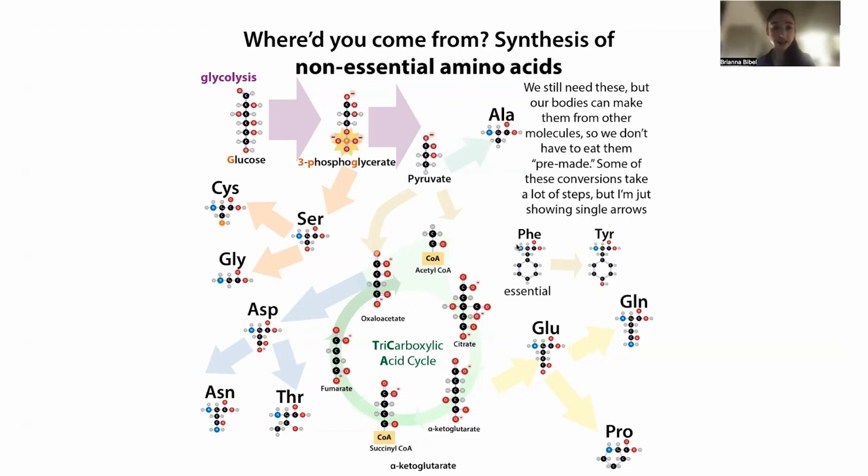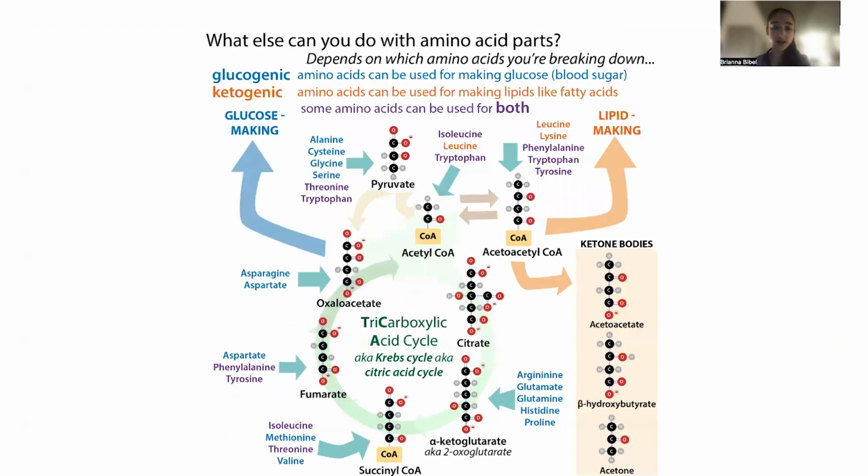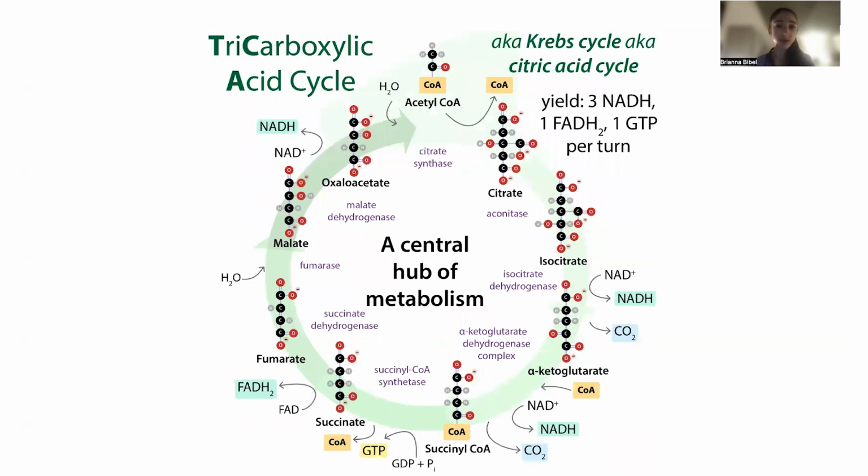Things like phenylalanine. Okay, and then you can also convert amino acids, use them for different fuel sources. Often when we're talking about these different conversions, we're dealing with some intermediate of the tricarboxylic acid cycle, which is like a central hub of metabolism. You can get this acetyl-CoA from glycolysis, so from the breakdown of sugar.